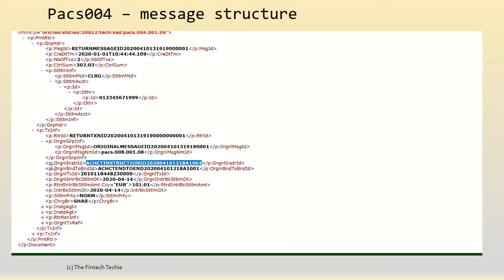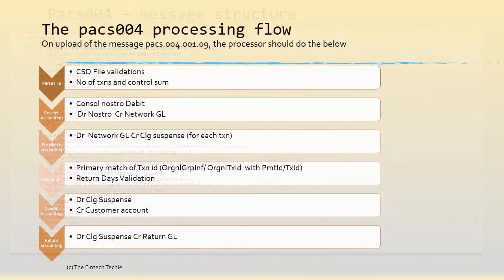And these are two messages which are being returned. This is the control sum, and this is the total number of transactions. So now let's look at the process of the pacs.004 STP.